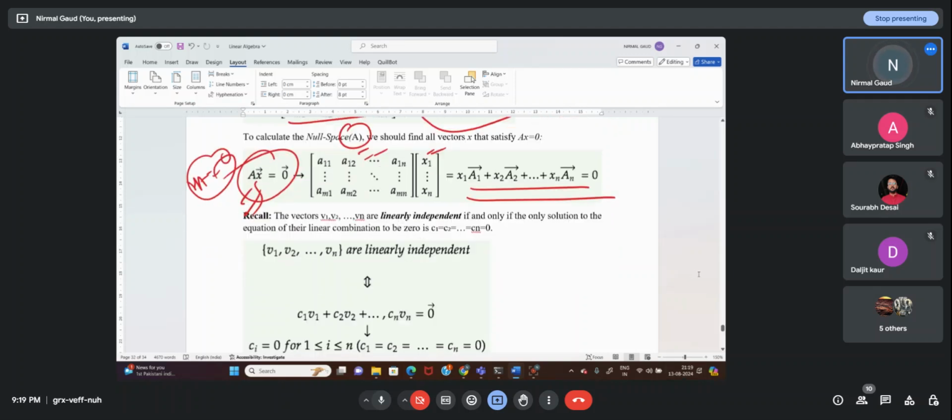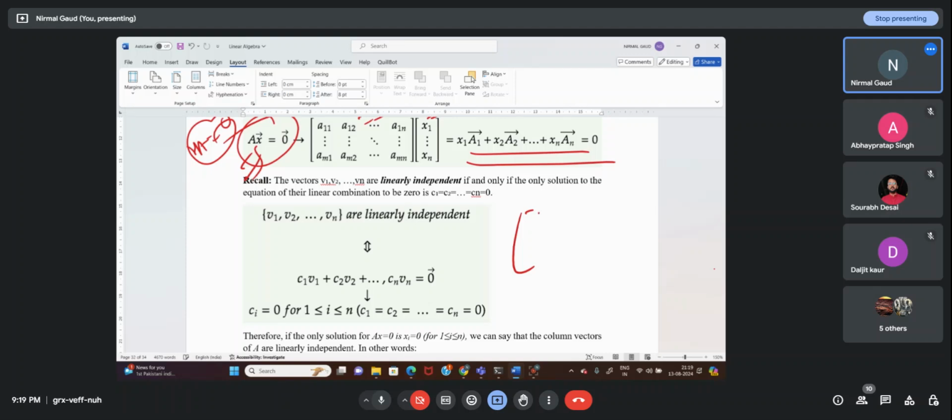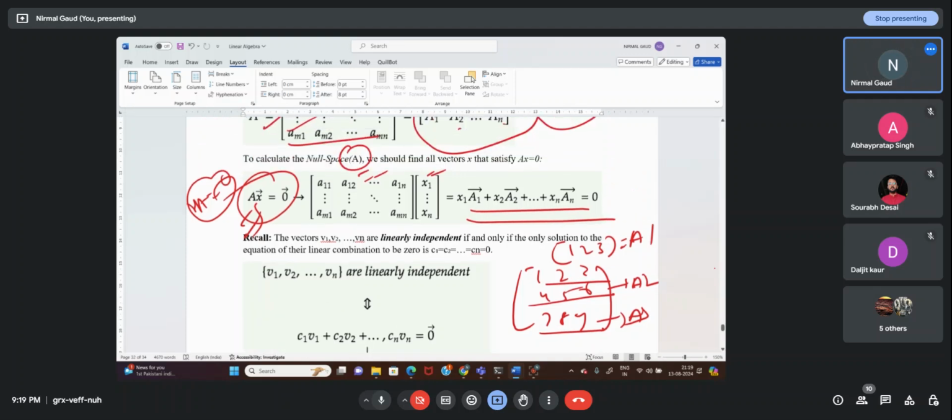See, if I write like this: 1 2 3, 4 5 6, 7 8 9. So 1 2 3 is a vector, let us suppose a1. 4 5 6 is a vector, let us suppose a2. 7 8 9 is a vector, let us suppose a3. And that's what it is saying: a1 a2 a3. So x1 into a1, x2 into a2, and so on, it is multiplying. With this I am multiplying x1, with this x2, with this x3, and so on.